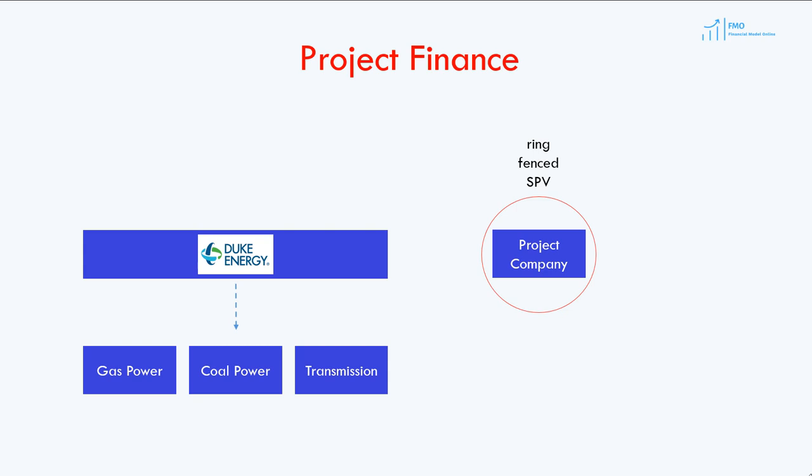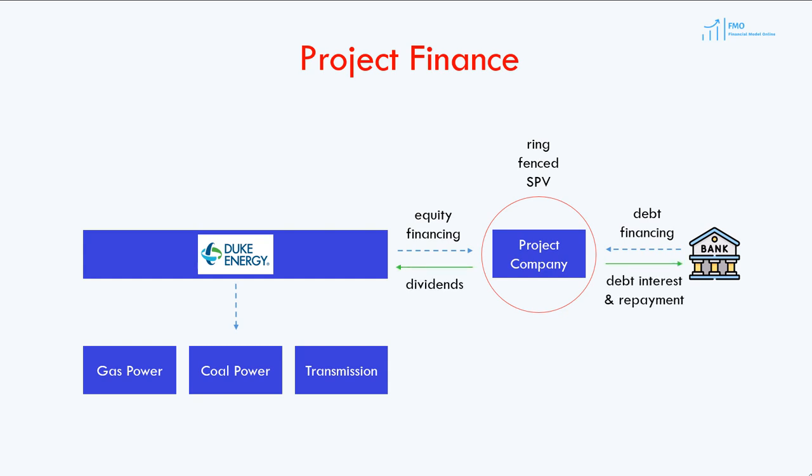This SPV then would raise debt financing from the banks and equity financing from its sponsor. The assets that the project will build will serve as collateral for the loan the project company raises. The debt would be repaid and dividends paid from the cash flow the project generates. Since the SPV is a limited liability company, a sponsor, which is Duke Energy in this case, would only risk losing the investment made in the project, so its risk would be limited.